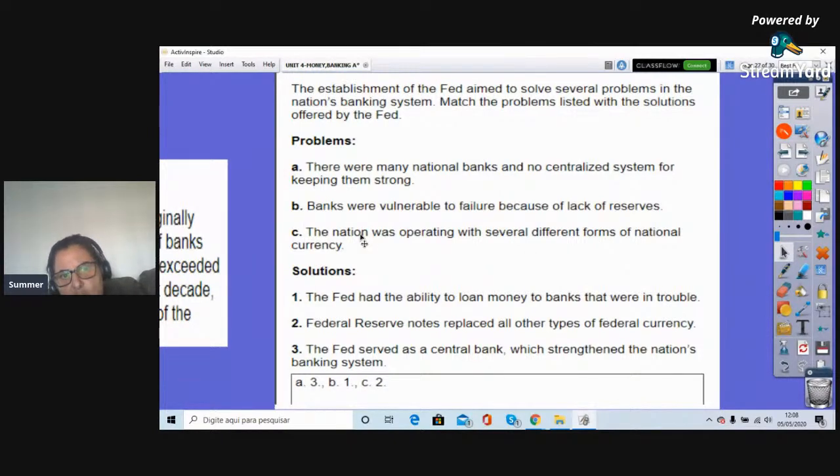Another problem: the nation was operating with several different forms of national currency. How did they solve the problem? The Federal Reserve notes replaced all the other types of federal currency.